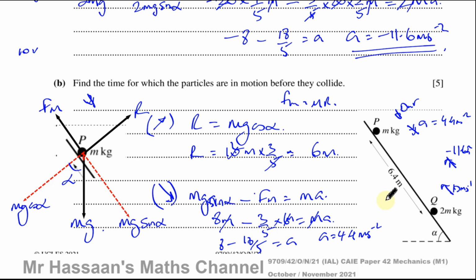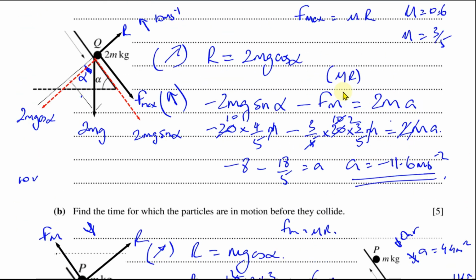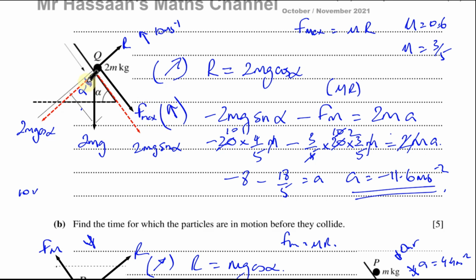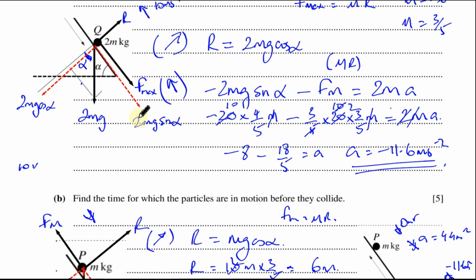If Q and P do not collide before Q comes to rest, then the situation of Q after it has come to rest is not the same as it was before. Its acceleration will change. Why? Because as soon as it starts coming down, the frictional force will start acting upwards. As it's going up, the frictional force acts down, but when it comes down, the frictional force will act up. So the acceleration will be different on the way down than it is on the way up.